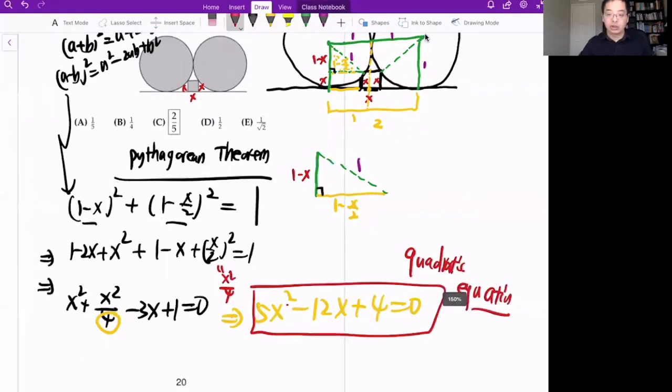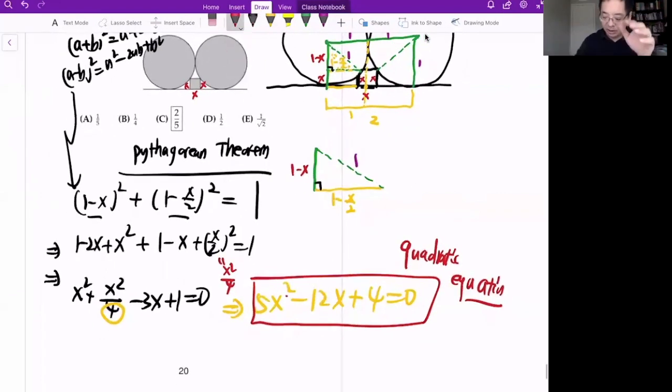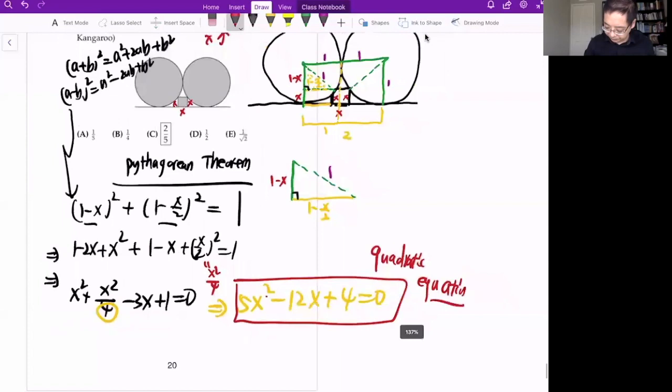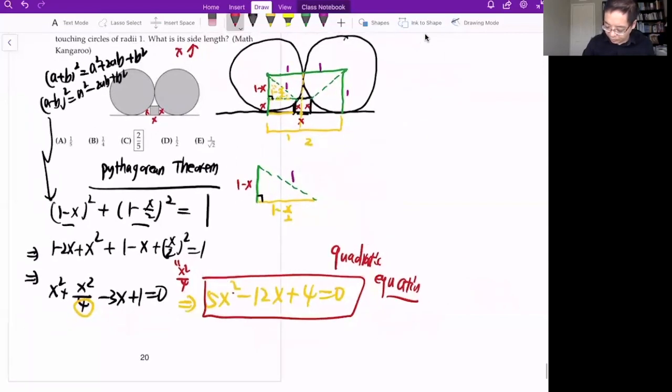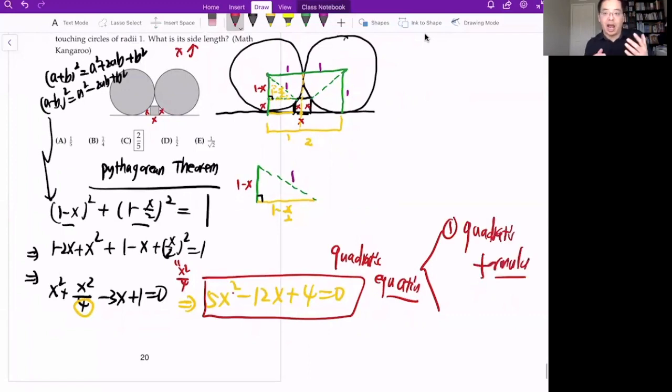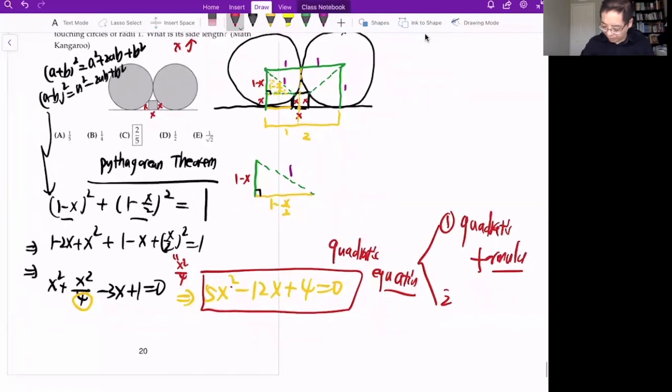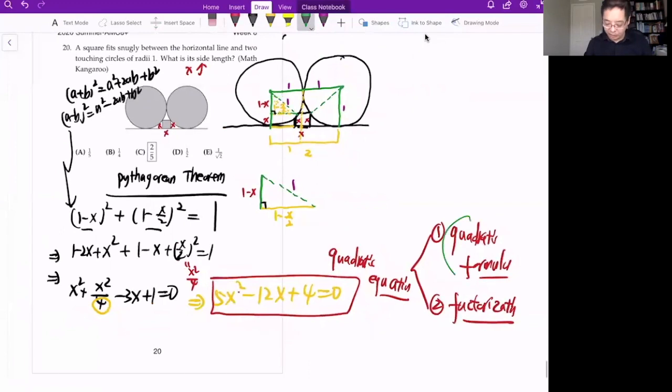So usually how we solve quadratic equations, two approaches. One is we use the so-called quadratic formula. This universal formula tells us the solution of a quadratic equation. Or we can use factorization. So here I'm going to use the factorization. We omit the quadratic formula.